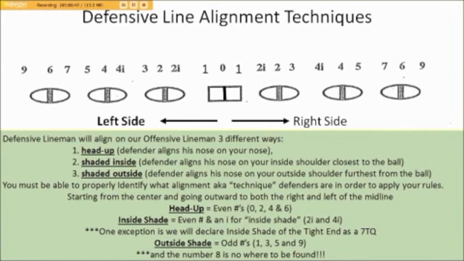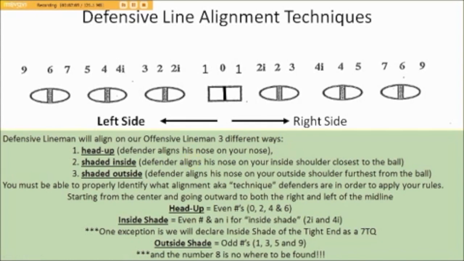All right, last slide on this one. We got the defensive line techniques, alignment techniques. So again, here's the midline. It goes through the north and south, through the center's crotch, through the front and back tip of the football. It separates the right side from the left side. Notice you got numbers, 0, 2i, 4i. What does all this mean? We'll get to it here in 1 second.